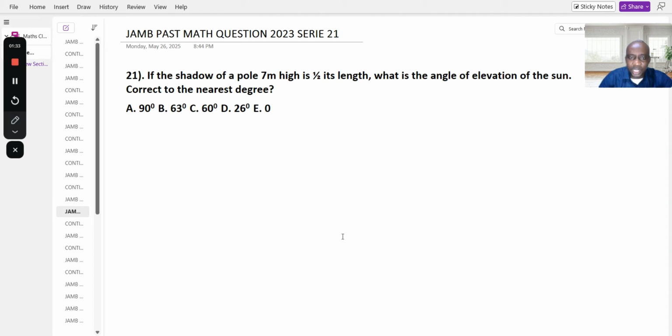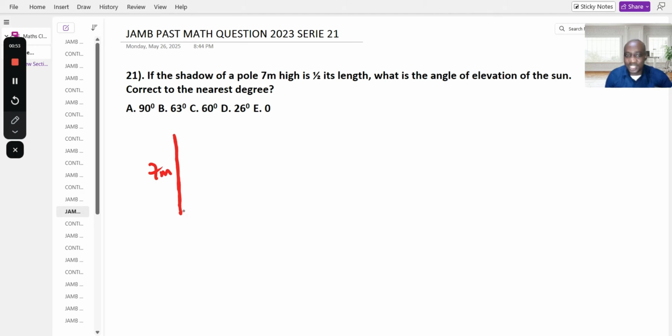The question first says you need to know how to interpret the question so that you will be able to solve it. If the shadow of a pole 7 meter, they are talking about the pole 7 meter. Let's first draw the pole 7 meter. Assuming this is the pole 7 meter, the shadow is half its length.